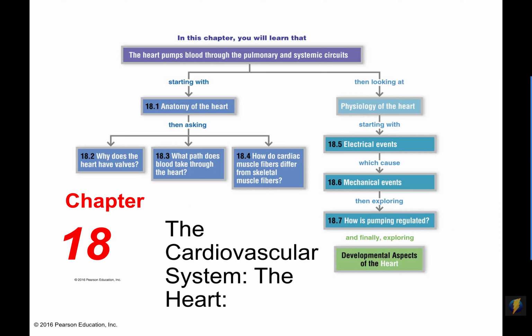Welcome students to chapter 18, which is the first chapter in our look at the cardiovascular system. This chapter focuses on the heart part of that cardiovascular system.